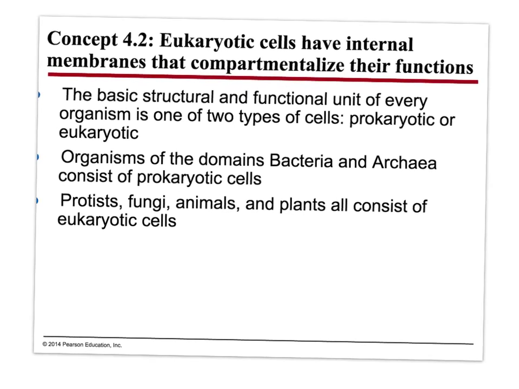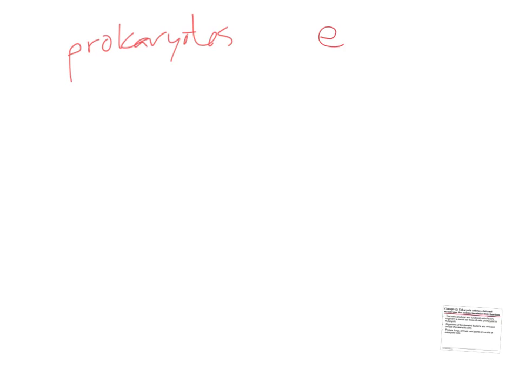So, what do we know about cells? They come in two types, don't they? What are those types? What are they? Prokaryotic and eukaryotic. All right, that's better. So prokaryotic, and let's move this over here, eukaryotes.